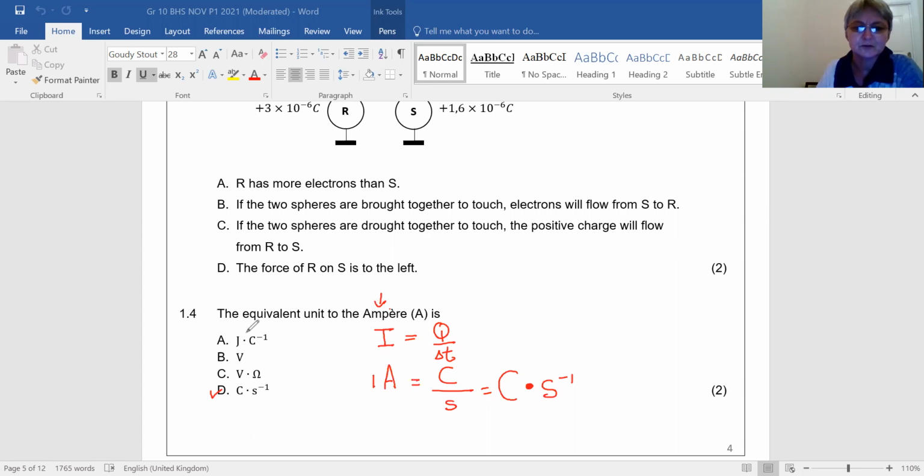My advice is, whenever they ask a question where they want the equivalent unit, go to the equation that originates from the definition of the quantity.